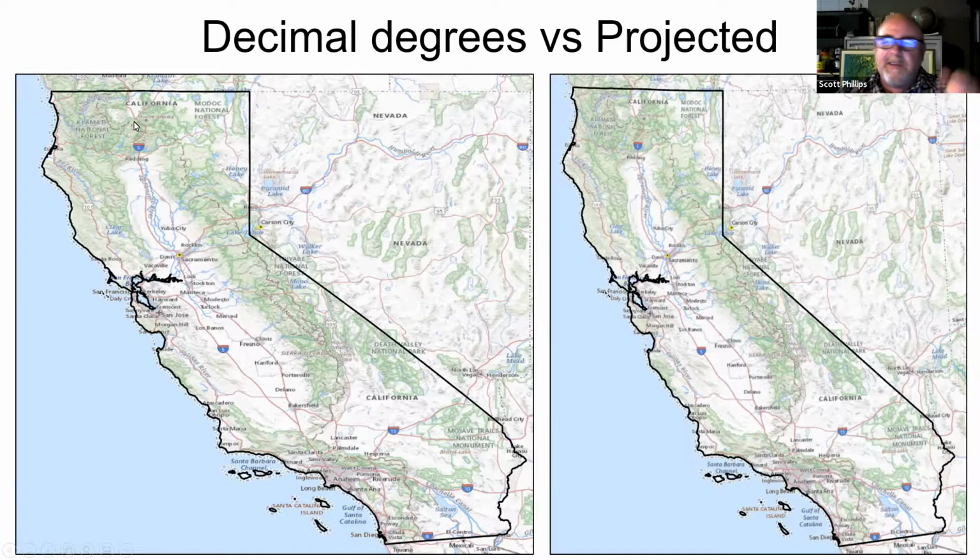Because this looks kind of like you took the map and pulled it, especially at the top, which looks really stretched out and unrealistic compared to this one on the right. This one is in latitude, longitude, or decimal degrees. This one is in a projected coordinate system, an equal area projected coordinate system, as it so happens to be.